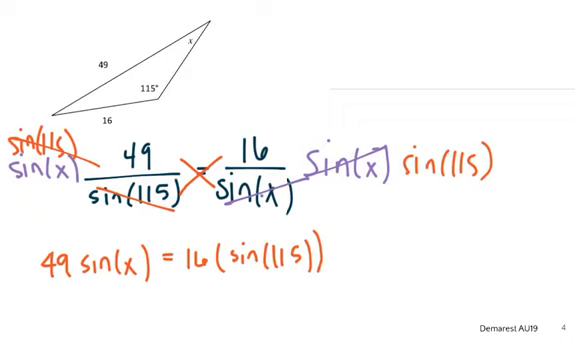So now once we have this, the next step we'll take to isolate sine of x is dividing both sides by 49, right? It'll cancel over here, and you'll have that. Okay, so now we've got to get that angle out of the sine function.